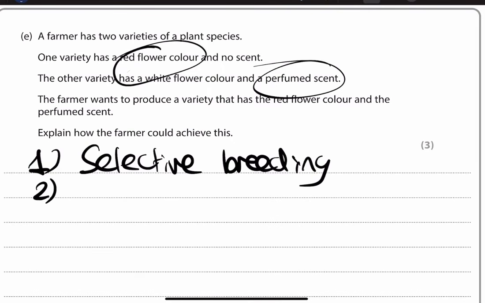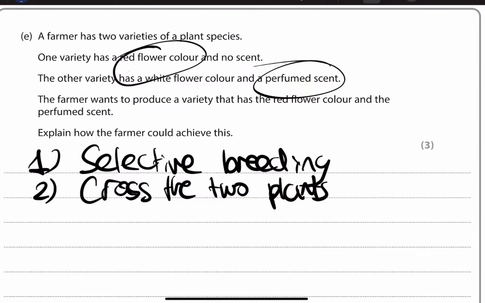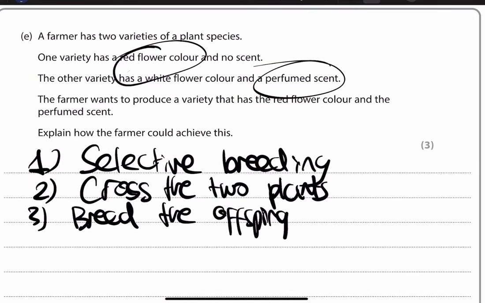Now, how do you go about this? Well, he should cross the 2 plants, right? Now in genetics, when we say cross, in this case it means cross-pollinate, but we're saying crossbreed, right? So we have plants with 2 different characteristics, and we want some of the characteristics from each plant, so we're going to crossbreed the 2 plants, right? And then we're going to breed the offspring of the plant, right? Because we're going to get loads of offspring. We're not going to only breed them once, we're going to get loads of plant offspring for desired traits, right?